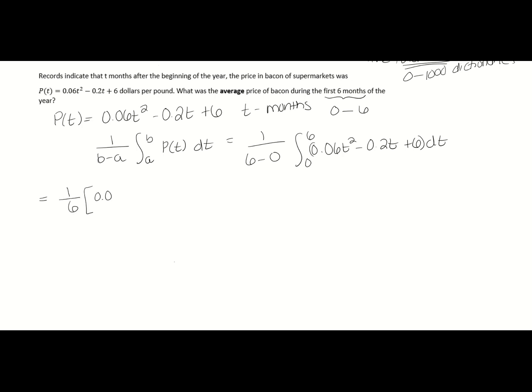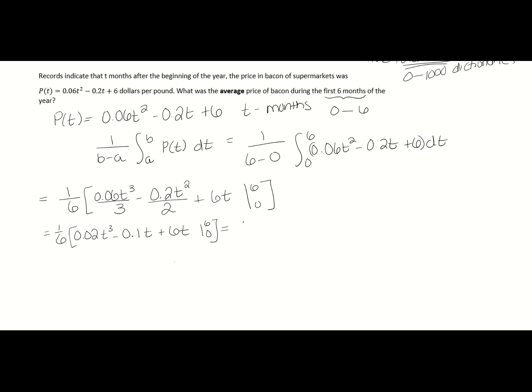So I'm going to have 0.06t, add 1 to the power, divide by the new power, minus 0.2t, add 1 to the power, divide by the new power, and the antiderivative of 6 is 6t. And I'm doing that from 0 to 6. So I'm going to have 1/6 times 0.02t cubed minus 0.1t squared plus 6t from 0 to 6.